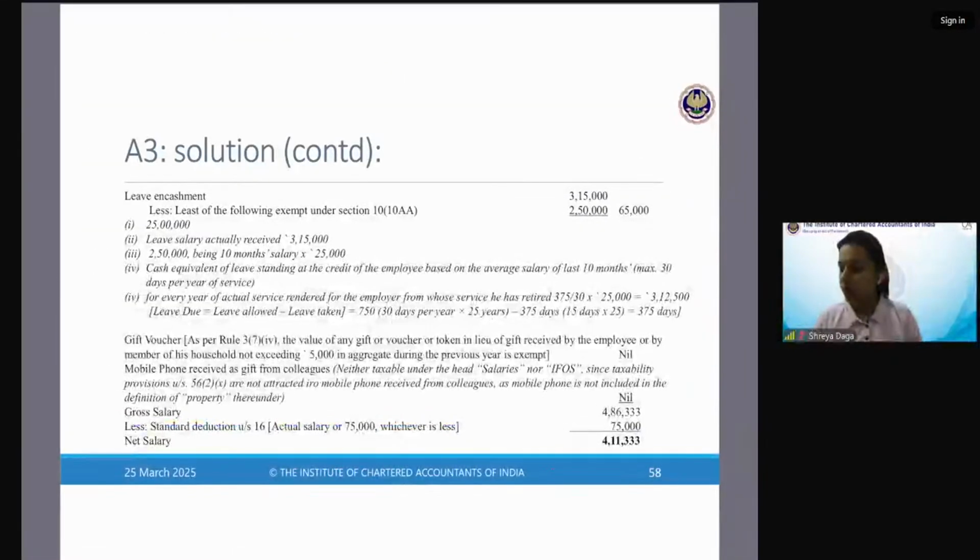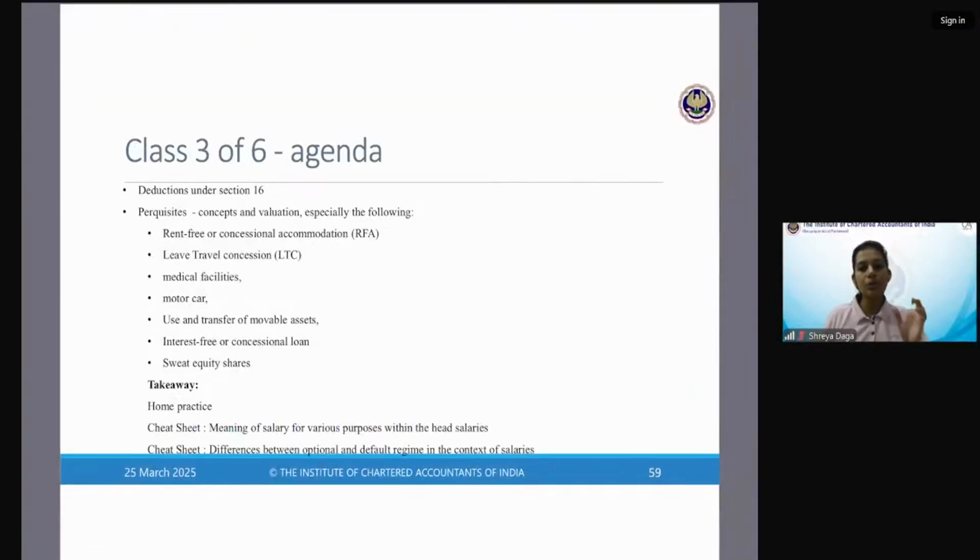Chalo, I hope this homework was good. You read carefully. You found that there are so many things to read carefully. Is the person covered under the Payment of Gratuity Act or not? Is the person under the default or optional regime? Is the person receiving something from the employer or otherwise? So many things to see. So just be careful. Okay. It was good for brushing up. Thank you. Very good. Chalo.